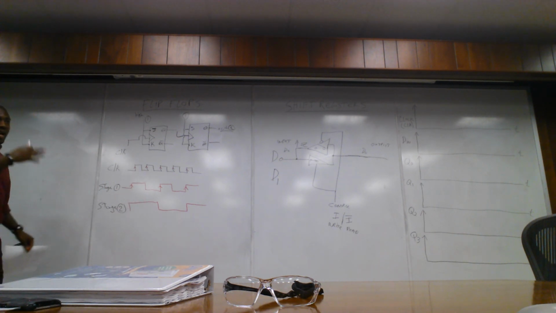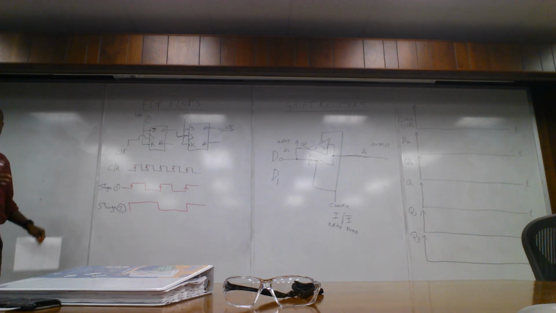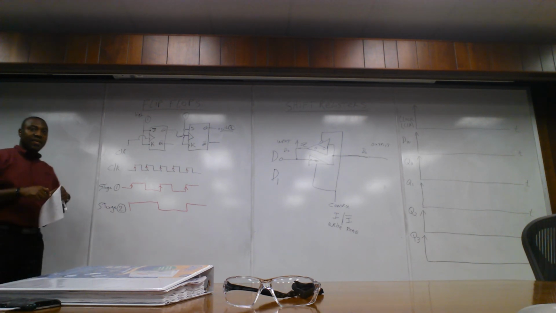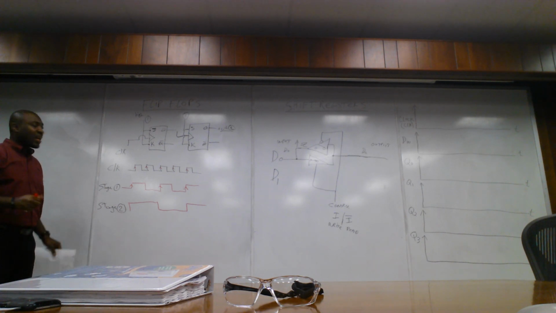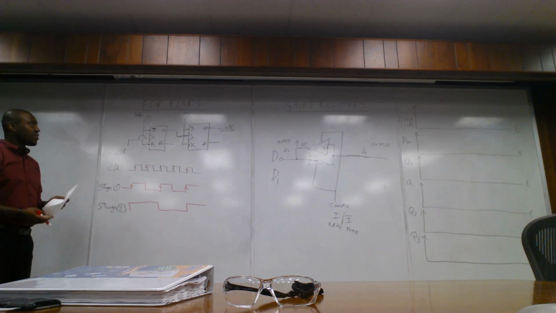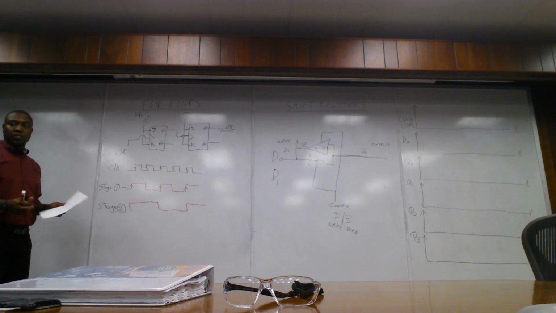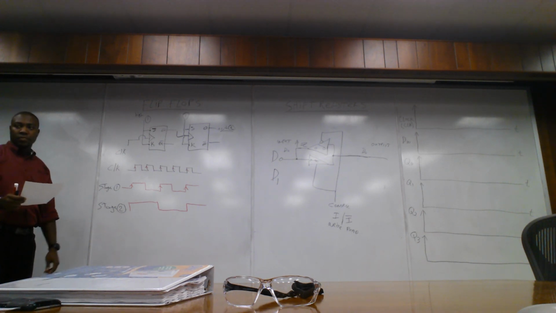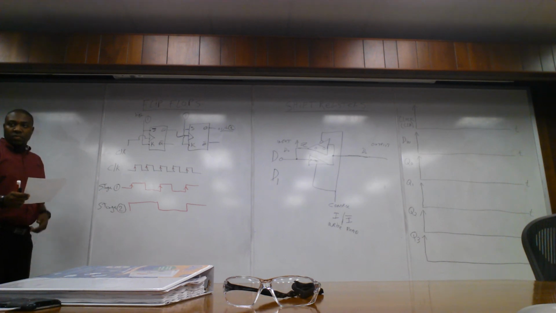You keep adding them like that, you keep going and going, so you got a long chain, and you keep dividing the frequency by 2. That's pretty much what a JK flip-flop does. And that's only possible with an edge-triggered device. If you have a level enabled device, like the latch, it doesn't do anything.